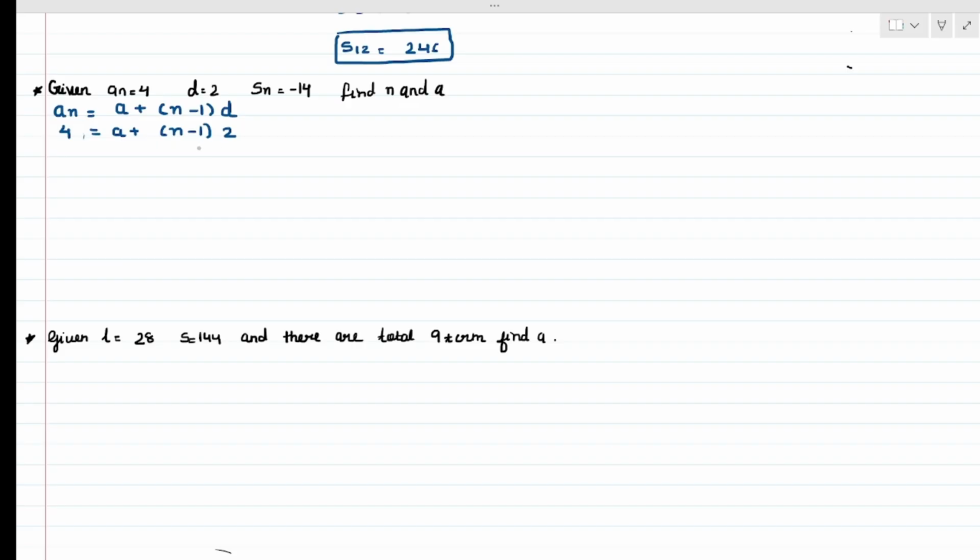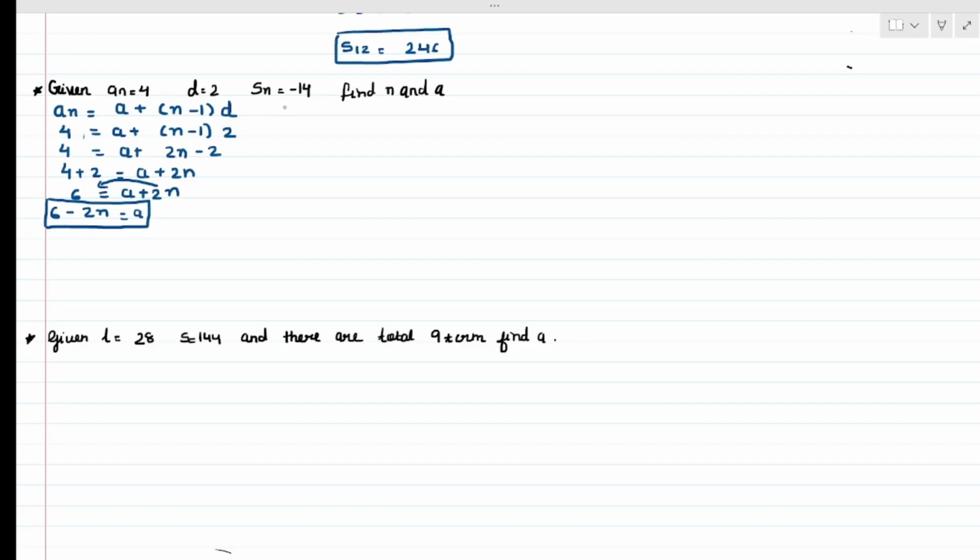Okay. So multiplied by 2. What will be your answer? So solve this. a plus 2 times n gives me 2n minus 2. Now this minus 2 goes over there. That means it will become 4 plus 2 is equal to a plus 2n. That means 6 is equal to a plus 2n. Now I need to make an equation of a. That means my 2n is shifting over there. So I will get my answer as 6 minus 2n equals a. In this way I got my value of a in the equation format.